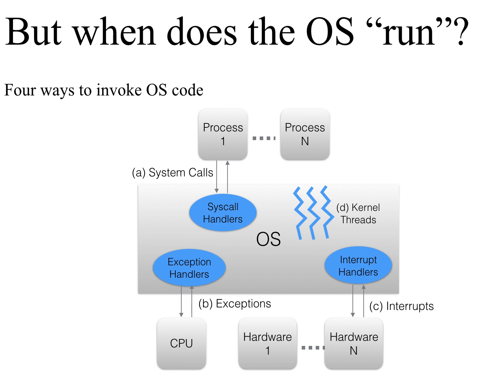So these are the four different ways in which OS code could get invoked, or run, as you may call it loosely: system calls, exceptions, interrupts, and as long-running kernel threads.